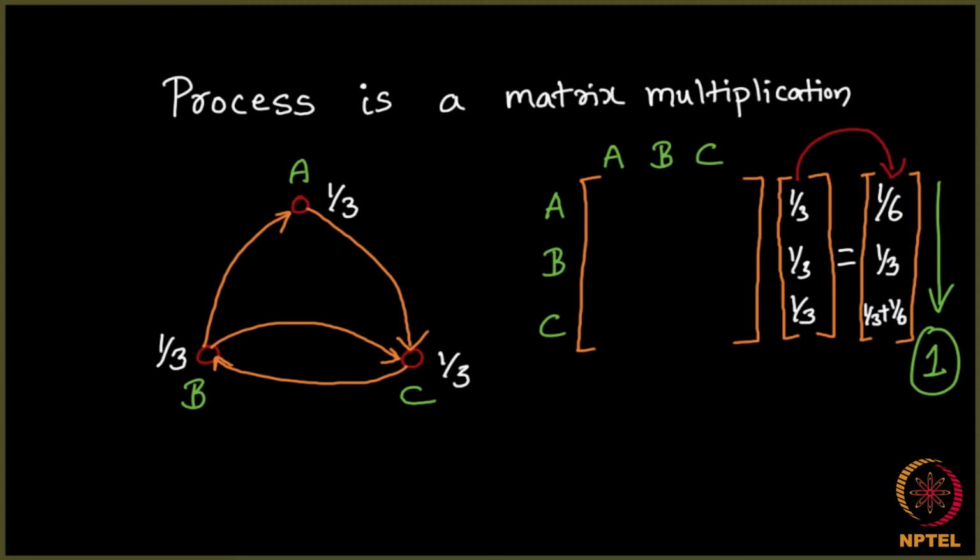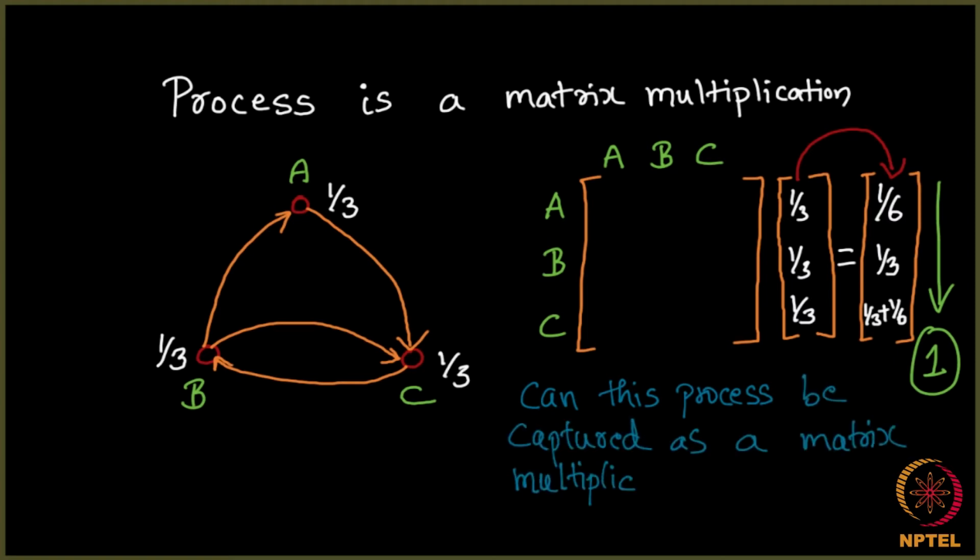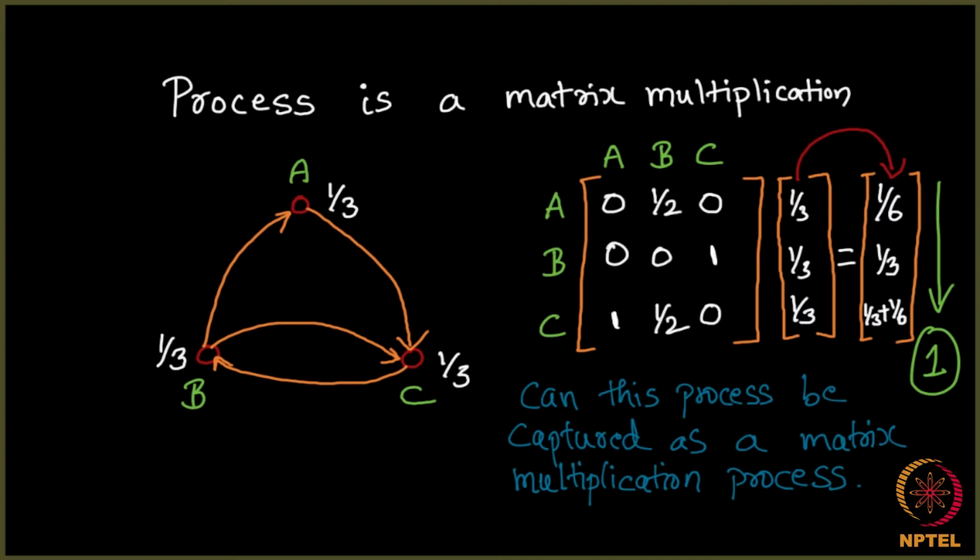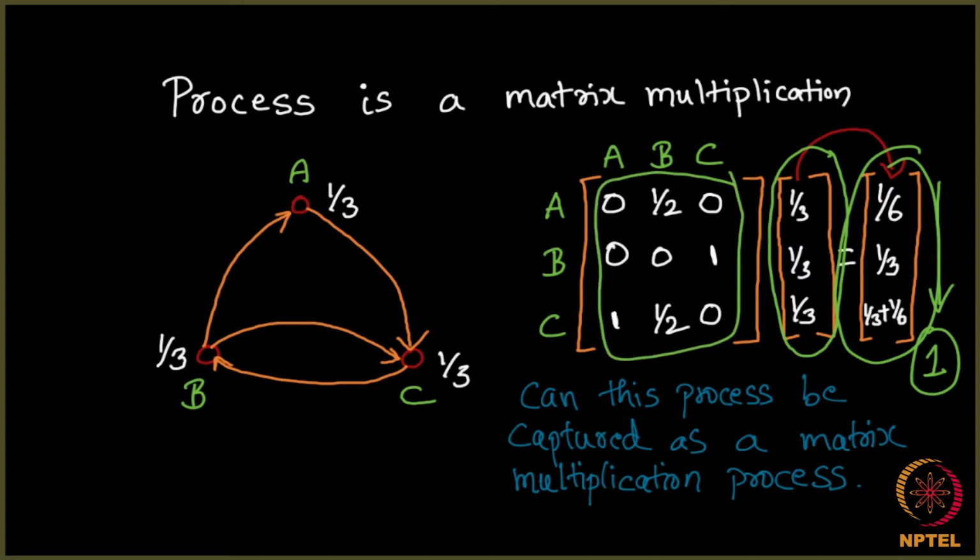Right, so now I will write a matrix which will give me 1 by 3, 1 by 3, 1 by 3 as 1 by 6, 1 by 3, and 1 by 2. 1 by 3 plus 1 by 6, as you can see, is 1 by 2. Okay, all right. So can this process be captured as a matrix multiplication process? That's my question. All right. Yes, it can be, is what you will observe very soon. That's because this is the matrix which will give rise to this vector when you multiply it with this vector. And this is my matrix. You can verify it.